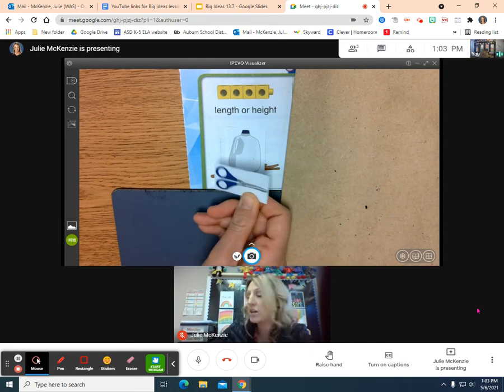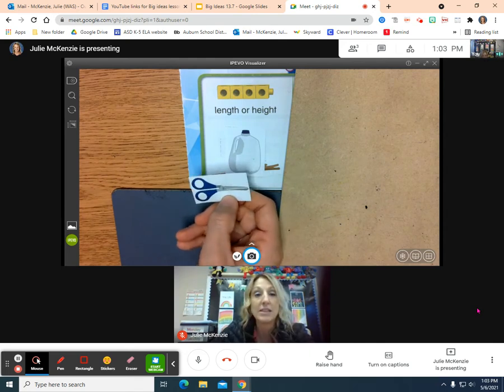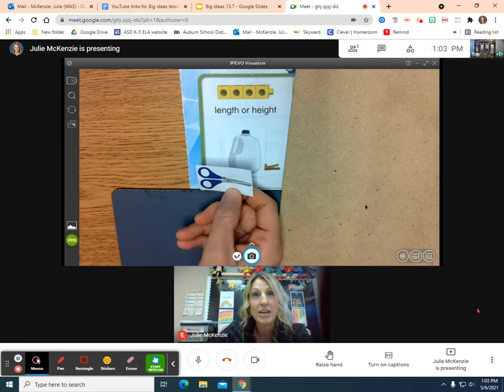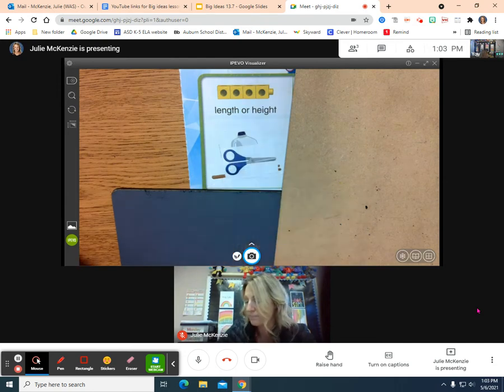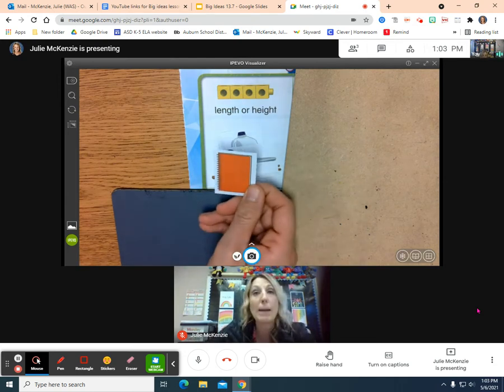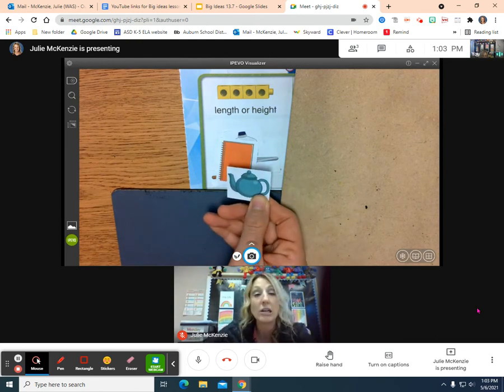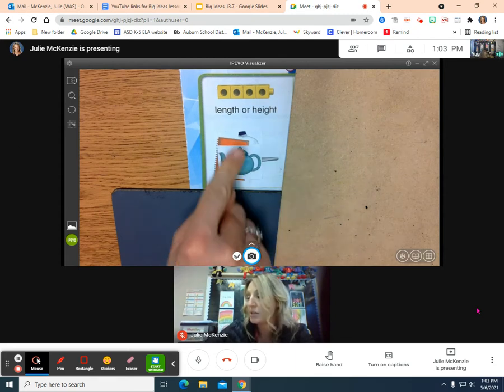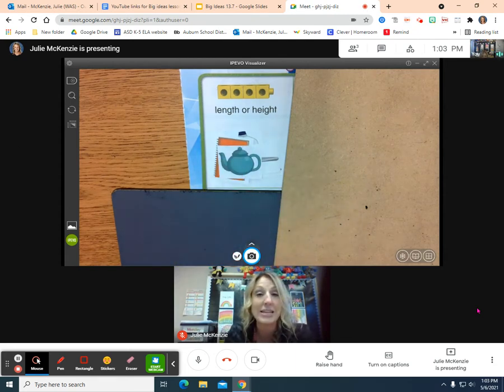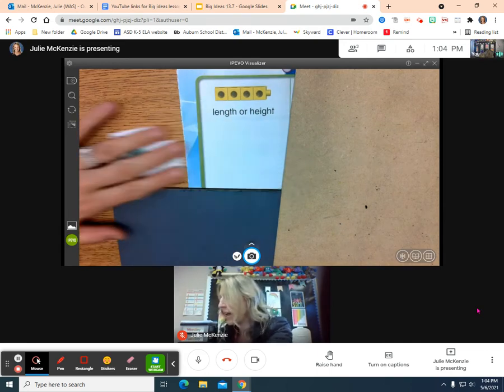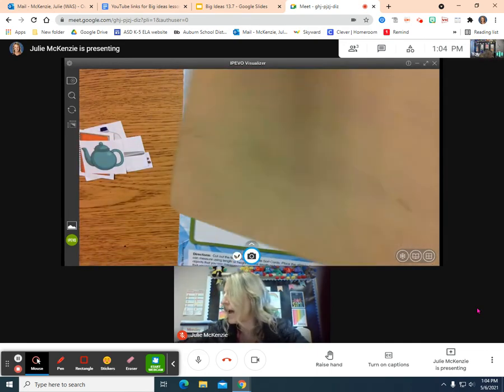Scissors. Can I measure either the length or the height of scissors? Is that something that can be measured? Yes, you can measure how long scissors are. What about a notebook? Could I measure how long a notebook is? Yes, I could. What about a teapot? Could I measure how long a teapot is or how high a teapot is? Yes, all of these objects have length or height as an attribute. That means for all of those objects, I could figure out how long it is or how high it is by measuring.